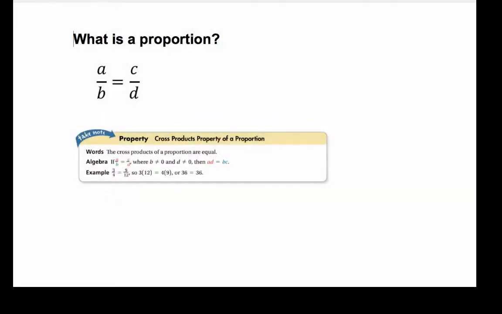So what is a proportion? Well, like it said, a proportion is basically two fractions equal to each other. So in general, A over B equals C over D. We call that a proportion. Okay, A, B, C, and D are numbers.